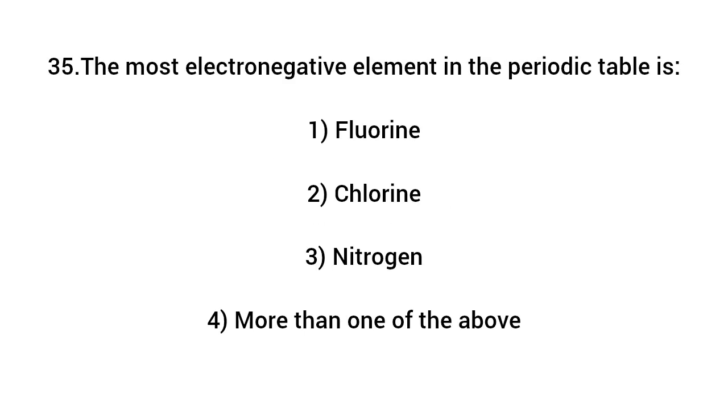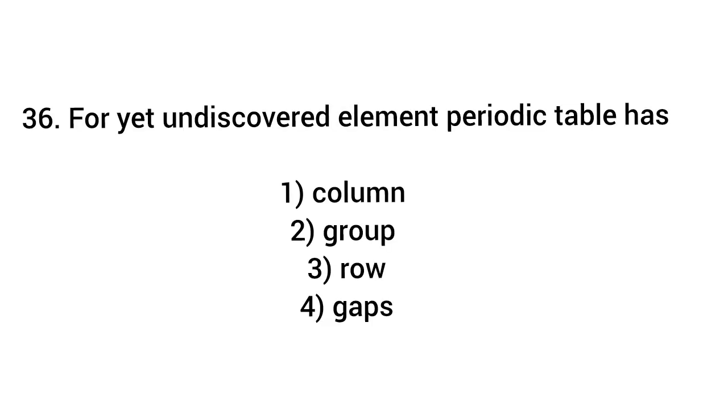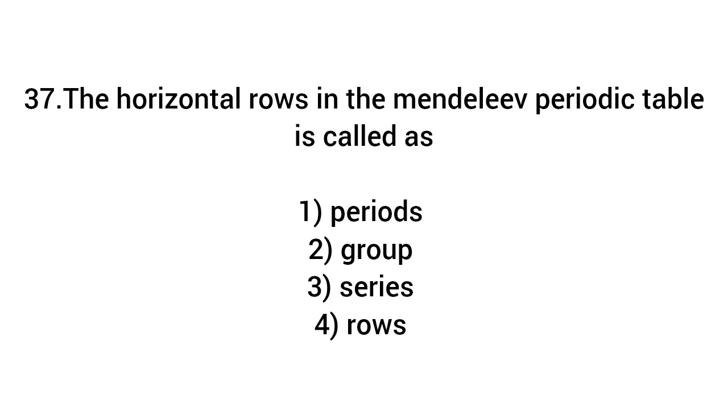The most electronegative element in the periodic table is, and the correct option is option first, fluorine. Next, for yet undiscovered element, periodic table has, correct option is option fourth, gaps. The horizontal rows in the Mendeleev periodic table is called as, correct option is option third.